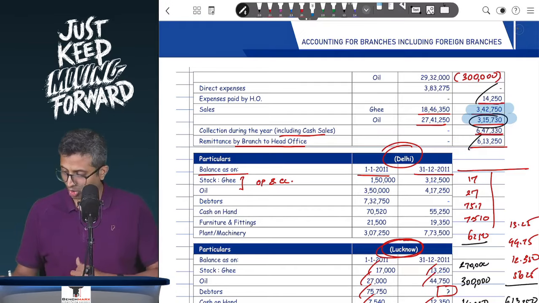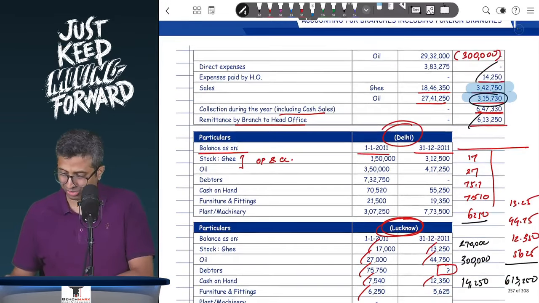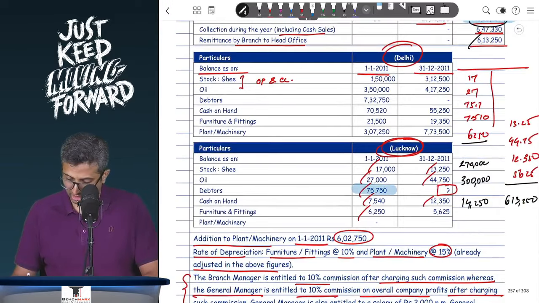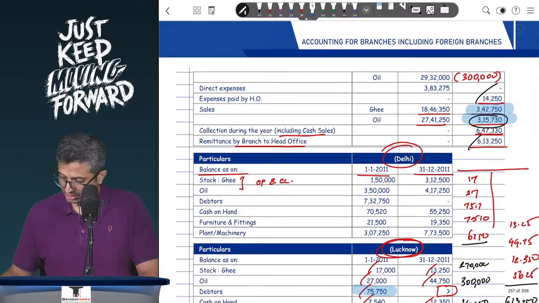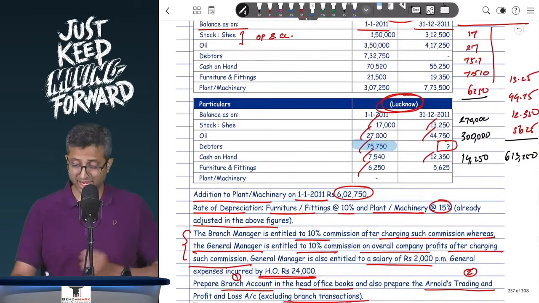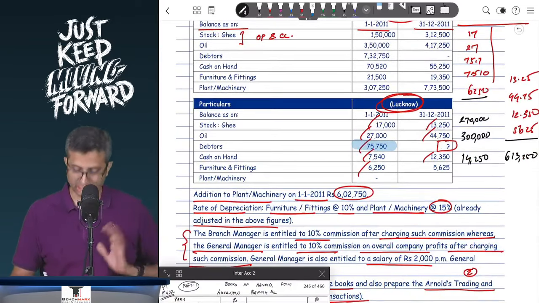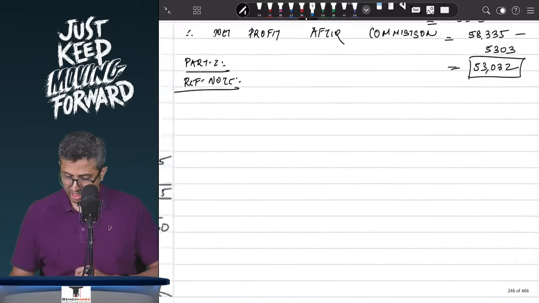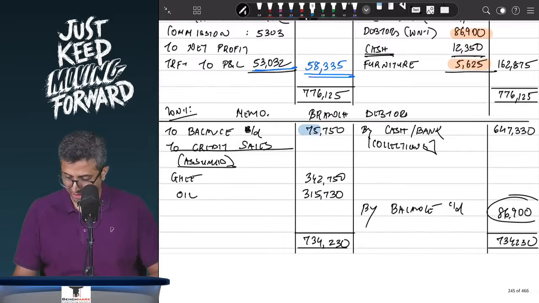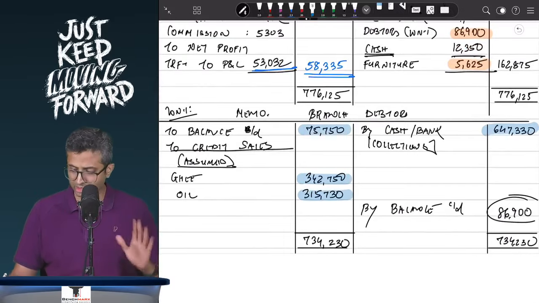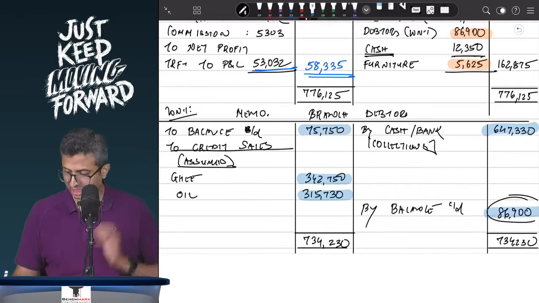Now on the other side you will have cash collections. So there is opening debtors of 75,750 and minus collection, which is 647,330. Other than that, I don't think there is any bad debts, etc., and hence there is an 86,900 balance if I am not wrong. So if I look over here in the memo debtors account, I have taken the opening balance of 75,000 during the year sales. There is no other bad debts or discount. So this is your cash collection, and 86,900 bang on.